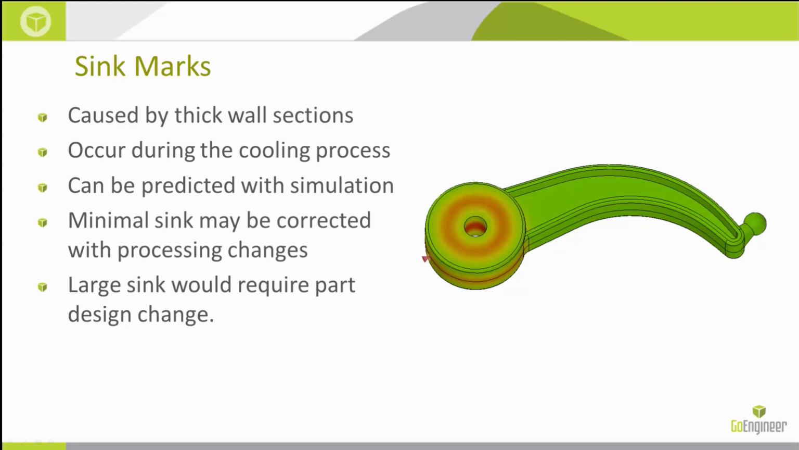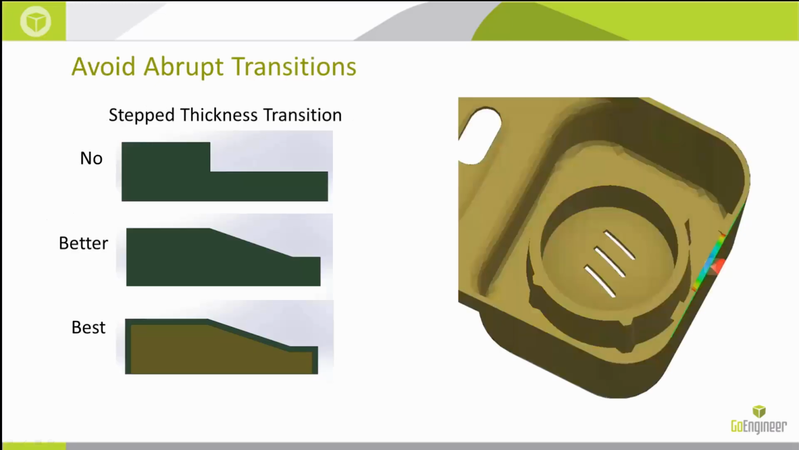I'll show you that when we jump over into the software. Minimal sink can be corrected with some processing changes, but large sink areas would require a part design change. Another thing that goes hand in hand with uniform wall thicknesses is avoiding abrupt transitions. If you can't have a completely uniform wall thickness, you'll have a transition from thick to thin. You want to try to keep this as smooth as possible.